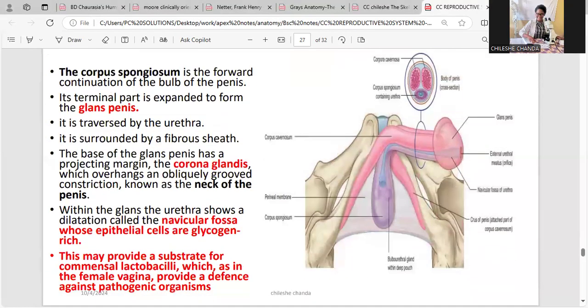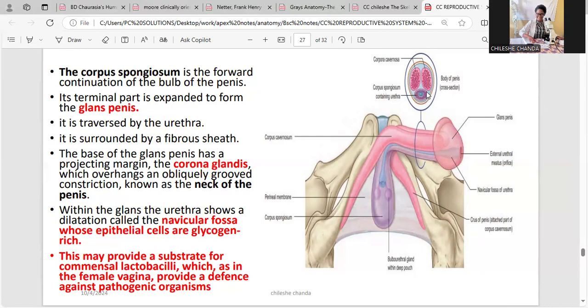So the corpus spongiosum is the forward continuation of the bulb of the penis. Its terminal part is expanded to form the glans penis. You see this glans penis here, and it is traversed by the urethra, surrounded by a fibrous sheath. You can see this fibrous sheath around the corpus spongiosum over there.